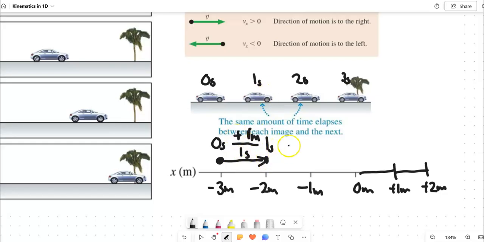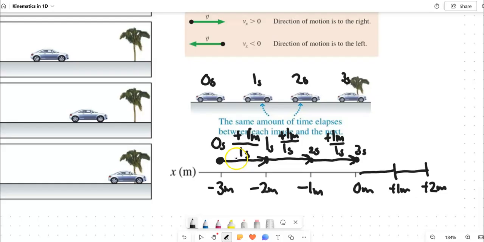Okay. Now, at the 2 second mark, it moved to the right another positive 1 meter. So it had that displacement of positive 1 meter again over the period of 1 second. Finally, it ended here at the 3 second mark. So it moved to the right this last positive 1 meter displacement over the period of 1 second.